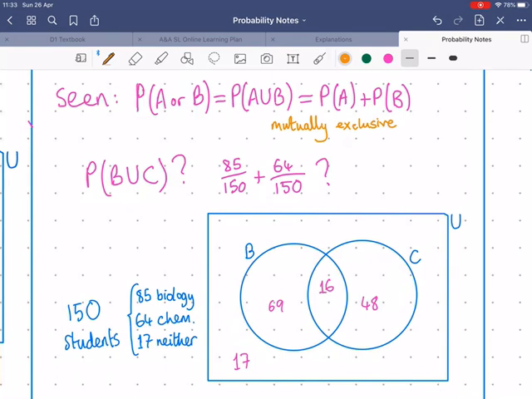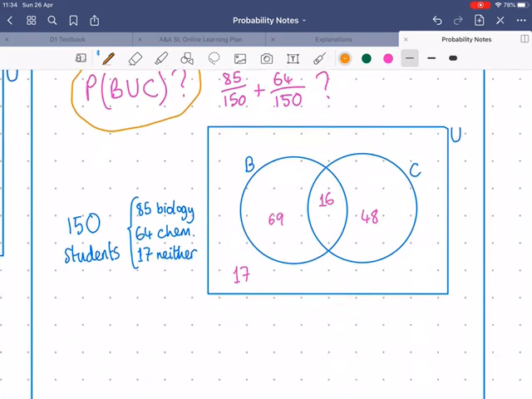Okay, so how do we calculate the probability of B union C, i.e. B or C or both? Well, one might think, do we still just add them? 85 plus 64? Well, we get 149 out of 150, and that's clearly not right, because we have 17 students that study neither subject. So what has gone wrong here?